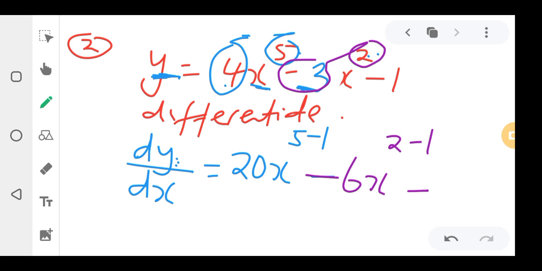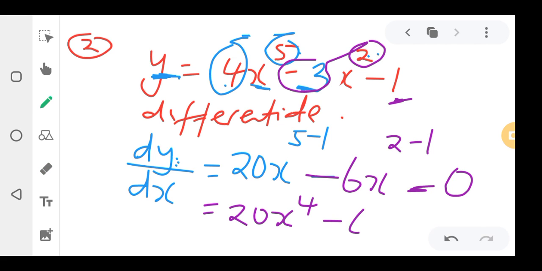This minus comes here. When you're differentiating a number like 1, any number, as long as it doesn't have x, the differentiation will be 0, which will equal to 20x power 4 minus 6. 2 minus 1 is x. Just like that. Since there is 0, you don't put anything. That's how you differentiate.